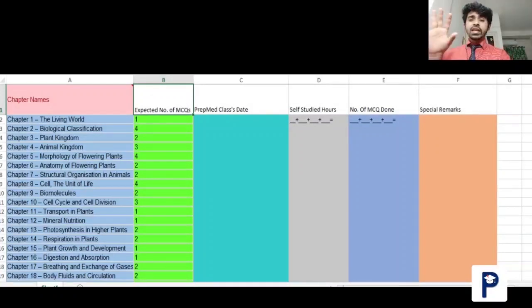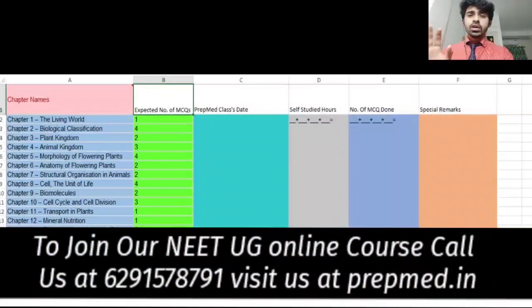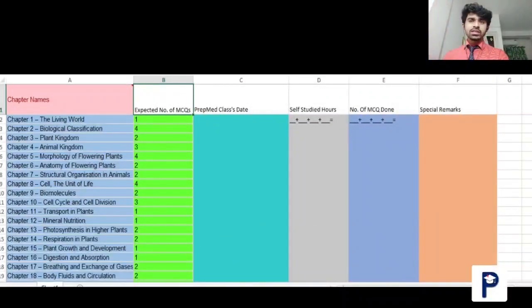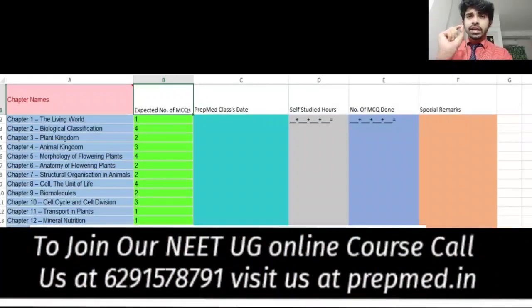This is a completely editable sheet. I would request everyone, please open this sheet on your laptop, then it will be very clear. It will come onto the bigger screen and you can easily rewrite it, you can easily edit it.